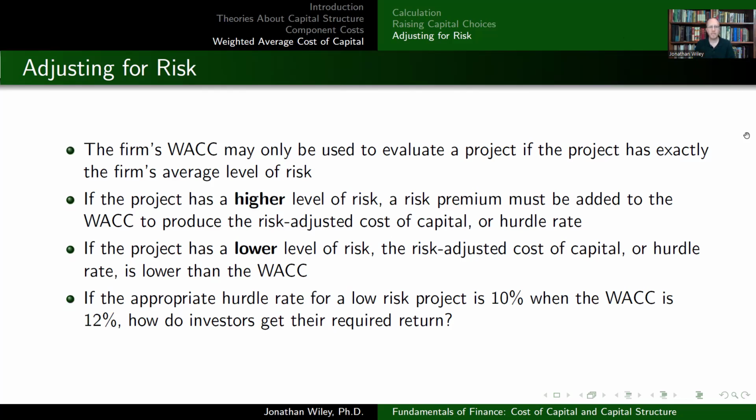So if the project has a higher level of risk than average, then we have to add a risk premium onto that weighted average cost of capital to produce the risk-adjusted cost of capital or hurdle rate.